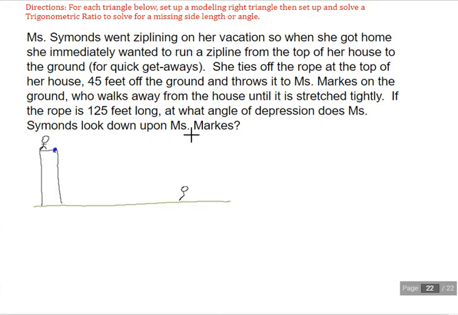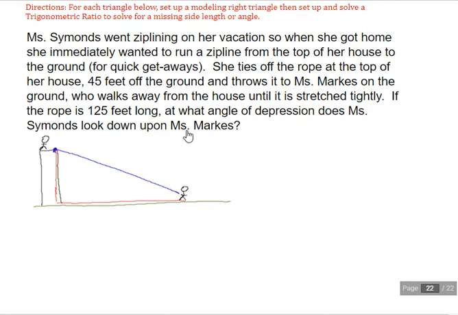All right, so the rope is going to go from the house to Miss Marcus, who's presumably holding it very tight. And she's a certain distance away from the house. Well, guys, I see that triangle forming right in front of me. Okay, so I have the triangle right here. Okay, not perfect, but we're just kind of sketching it out, right?